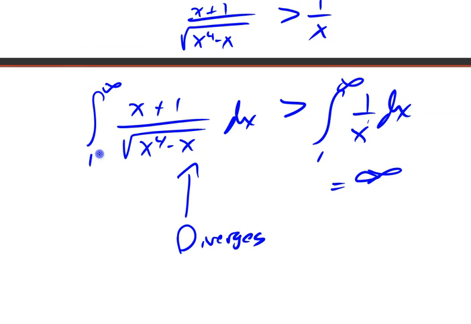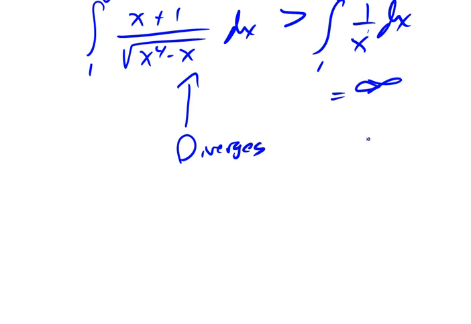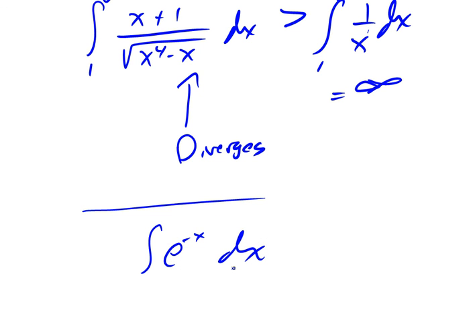Anyway, comparison tests. Pick a function that's nice to compare to. Generally, 1 over x to the p is probably pretty good. Other examples that are good to compare to are like the integral of e to the minus x from 0 to infinity or something like that, that you know converges. Anyway, you're going to have to try some of these and ask questions about them in the discussions.